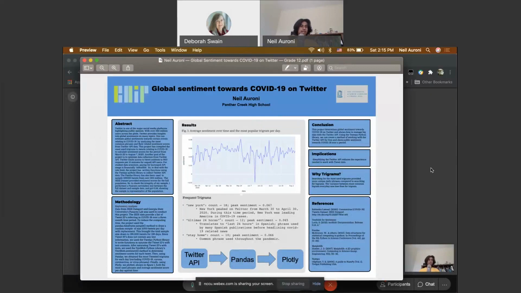For my research, I asked the question, how did public sentiment towards COVID-19 change in relation to certain events during quarantine? I decided to use the popular web service Twitter to do this. Twitter is one of the major social media platforms highlighting public opinion. With over 330 million users across the globe, Twitter provides insights into global sentiments on many topics. One can estimate global sentiments to certain events relating to COVID-19 by analyzing the most common phrases and their related sentiment scores from Twitter API data.